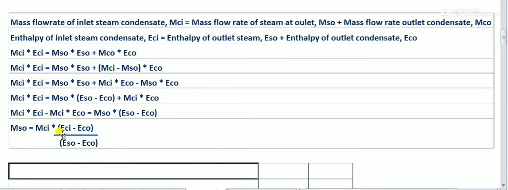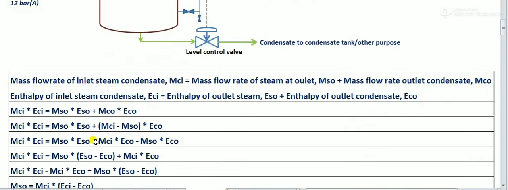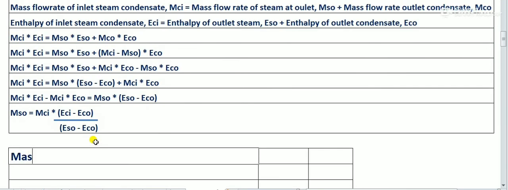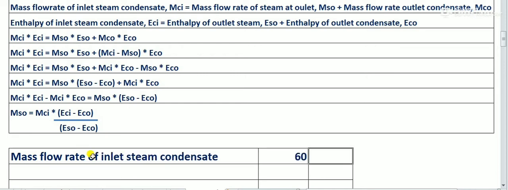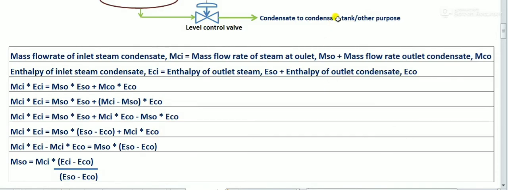So in this percentage flashing, you just remove MCA, and only this ECI minus ECO will be ESO minus ECO for you. So in this case, the mass flow rate of inlet steam condensate is 60 tons per hour. It is a known value from the mass flow meter.